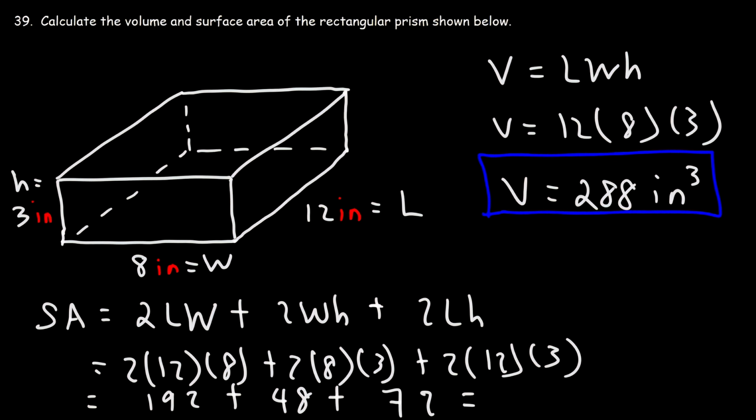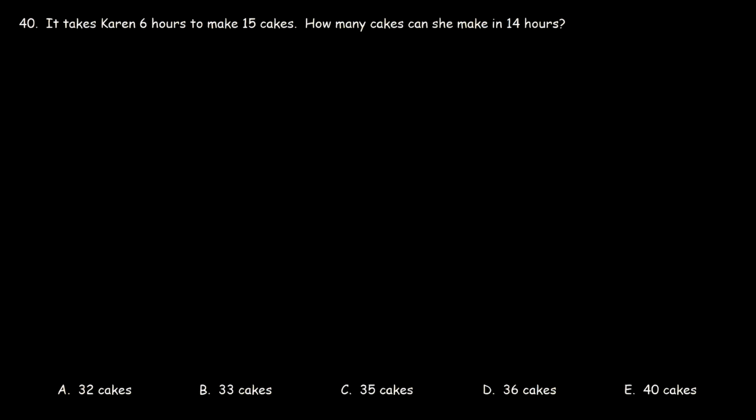So adding these three numbers together will give us 312. So it's 312 cubic inches. I mean, not cubic inches, but square inches, since we're dealing with area. The volume will be in cubic units. So that's the surface area of the rectangular prism. That's how you could find it.